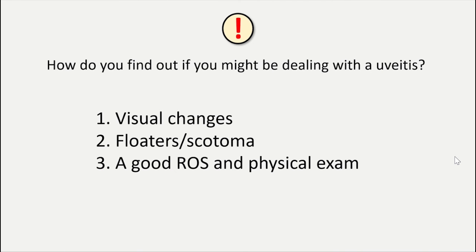So how do you find out if you might be dealing with a uveitis? You've got a red eye, right? And you're like, is this conjunctivitis or is this uveitis? Well, you look for visual changes, floaters or scotoma, and you ask a good review of systems and physical exam. You check extraocular movements. You check visual fields. You have them at least count fingers. If not, you pull out your Snellen chart and make sure you get an accurate visual check. You check your pupillary light reaction. You check for accommodation, and you check what symptoms they might have.